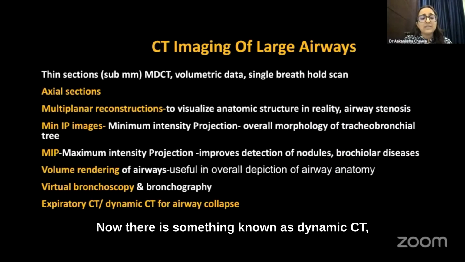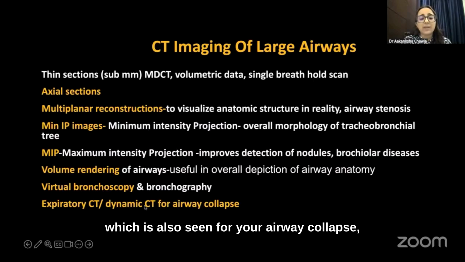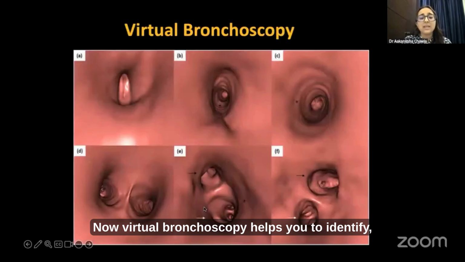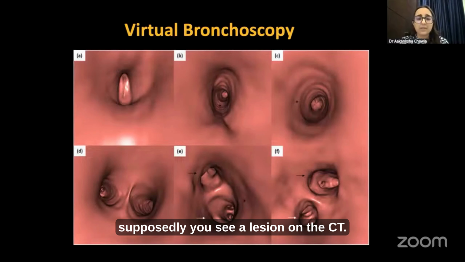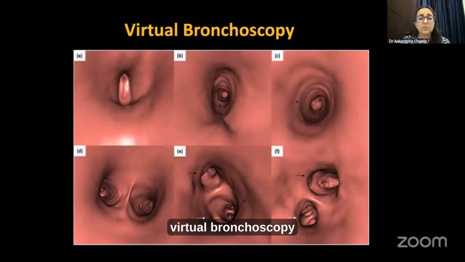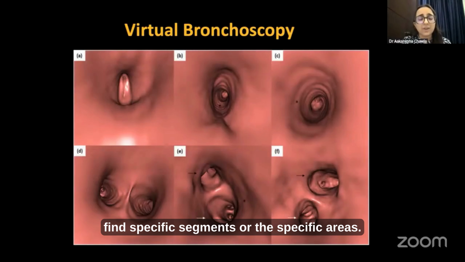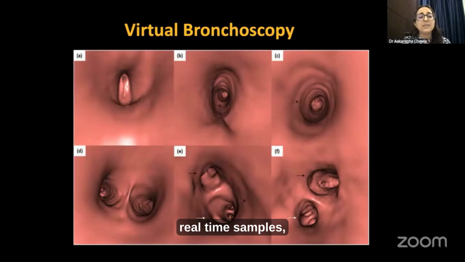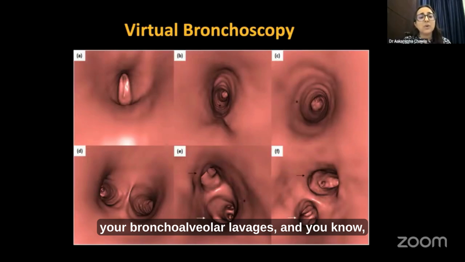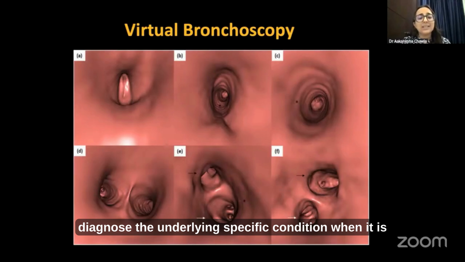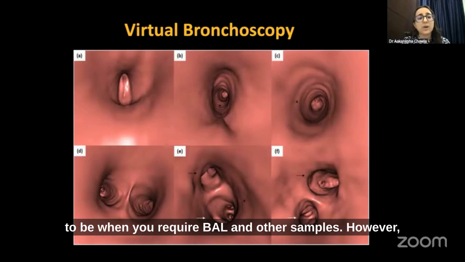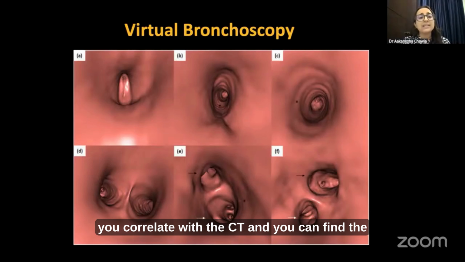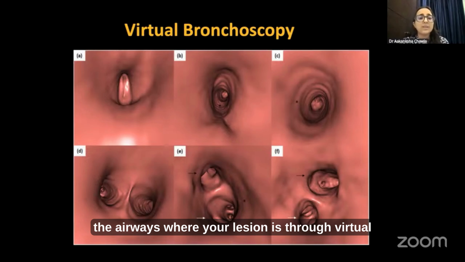Now, there is something known as dynamic CT, which is also used for airway collapse, and there is virtual bronchoscopy. Virtual bronchoscopy helps you when, supposedly, you see a lesion on the CT. You can actually look at the lesion through the virtual bronchoscopy in the specific segments or areas. The difference between virtual bronchoscopy and real bronchoscopy is that you cannot take real-time samples, your bronchoalveolar lavages, and diagnose the underlying specific condition when you require BAL and other samples. However, you correlate with the CT and you can find the exact location internally within the airways where your lesion is.